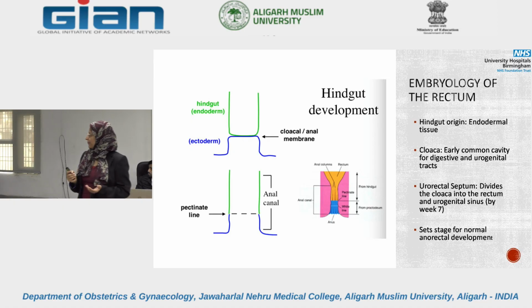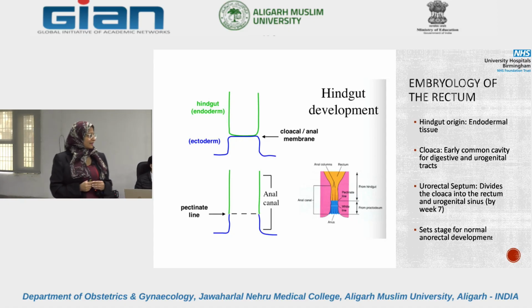But for you to remember, it is an interplay between endoderm and ectoderm. And you notice there is no mesoderm in between. So hindgut origin is endodermal tissue completely, and cloaca is the early common cavity for the digestive and urogenital tract. Then the urorectal septum divides the cloaca into rectum and urogenital sinus, and it's all by the end of week 7, but it's still very, very early. It sets the stage for normal anorectal development.